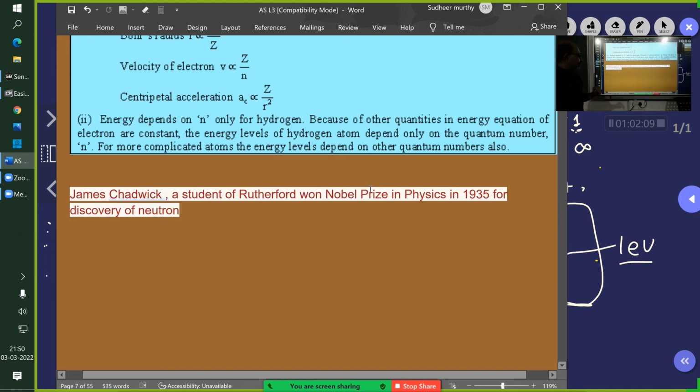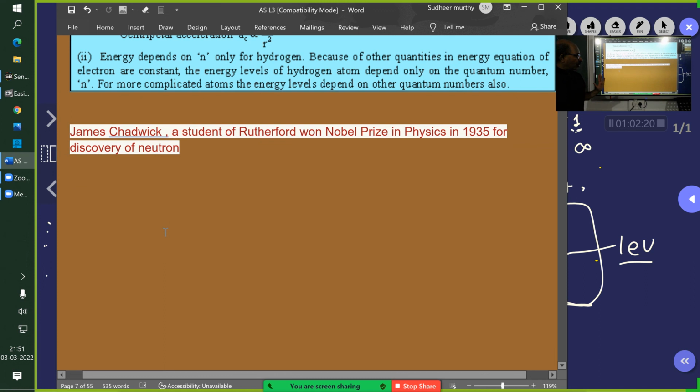And here you see, now comes Mr. Chadwick. James Chadwick, a student of Rutherford, won the Nobel Prize in Physics in 1935 for the discovery of the neutron. See, this chronology is also important here.